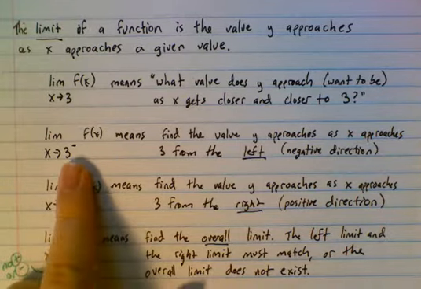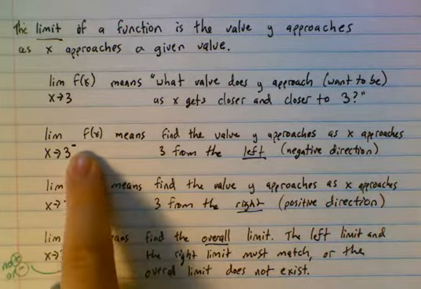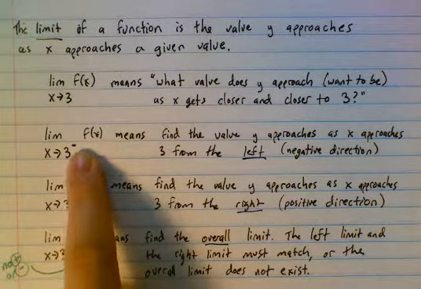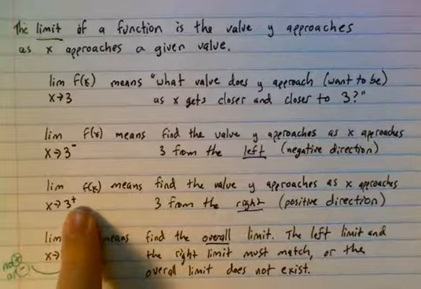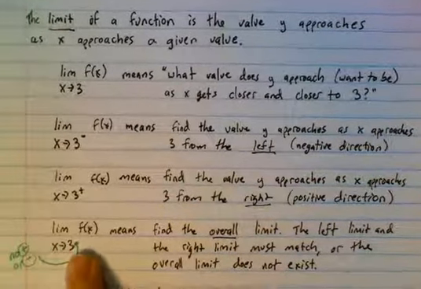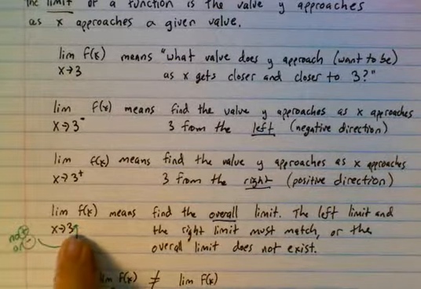This right here is specifically saying that we're finding the value that y approaches as x approaches 3 from the left. So this little negative is a new notation. It's not negative 3. It's not 3 to the negative first power. It simply means approaching 3 from the left. Likewise, this positive means we're approaching 3 from the right. And if you ever see it without the plus or the minus, this means the overall limit.